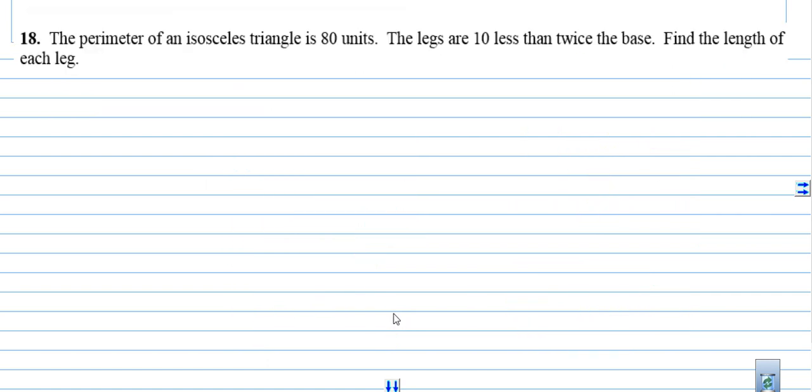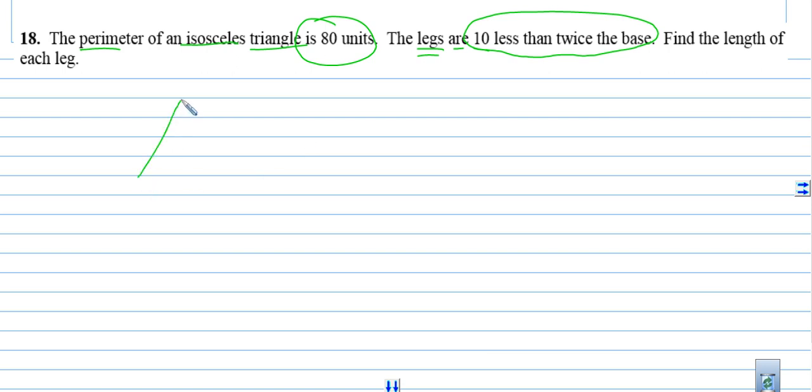Next question. Question 18. The perimeter of an isosceles triangle is 80 units. The legs are 10 less than twice the base. Find the length of each leg. Some people say that it gets confusing.